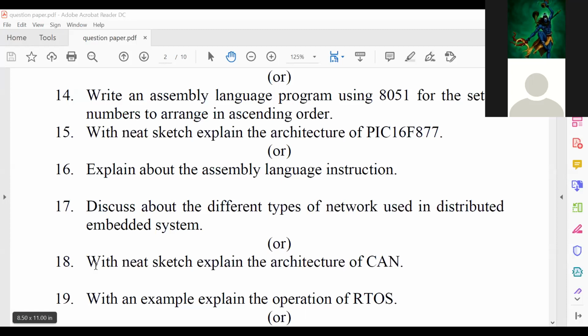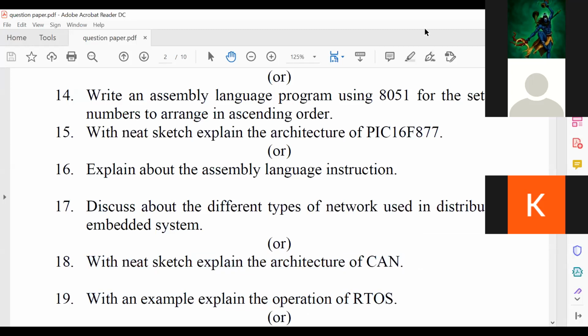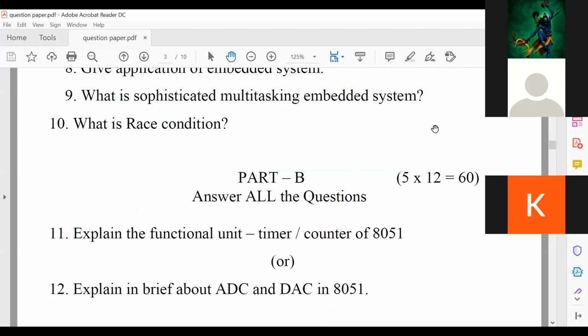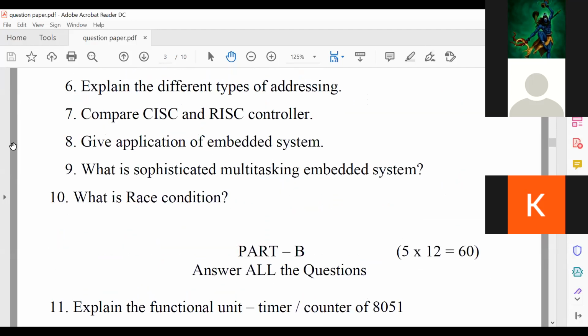What is the next question? With a neat sketch, explain the architecture of CAN. You have to explain the entire thing. Then compare CISC and RISC. Give the applications of embedded system. What are the applications? Please tell anyone.